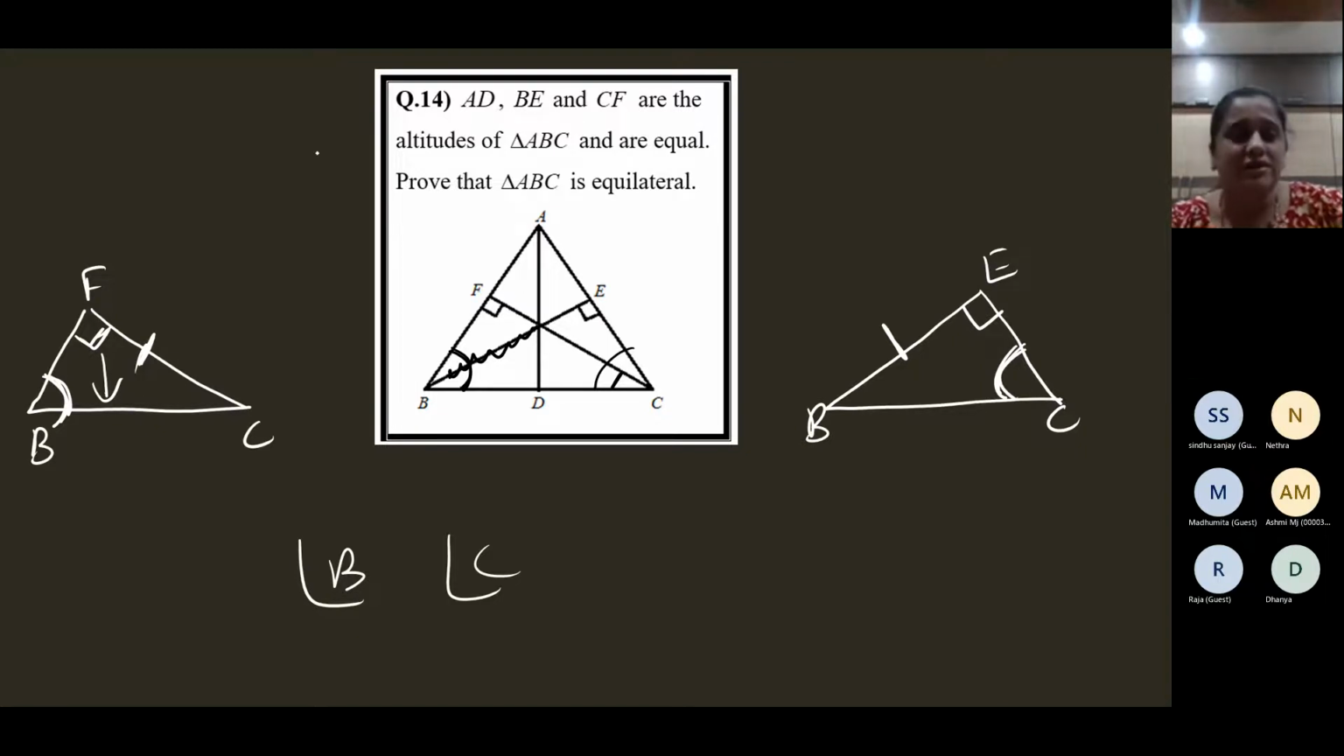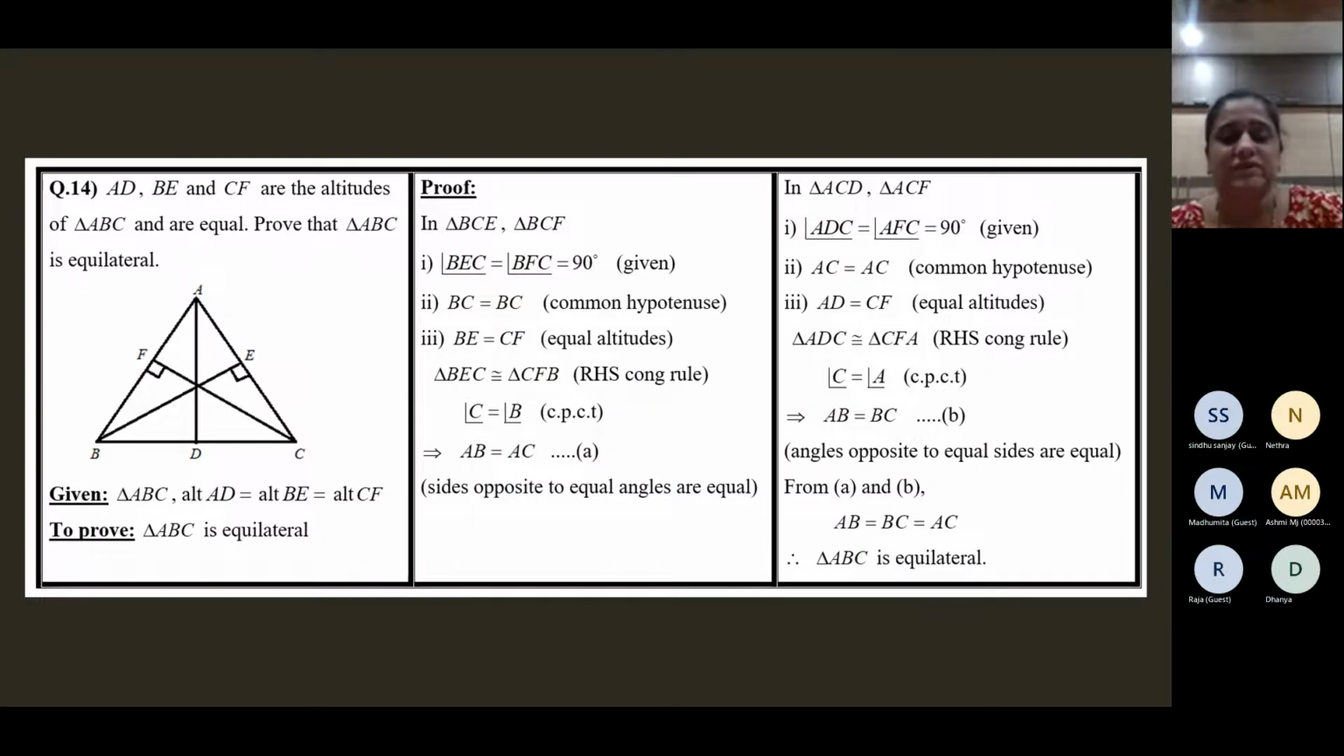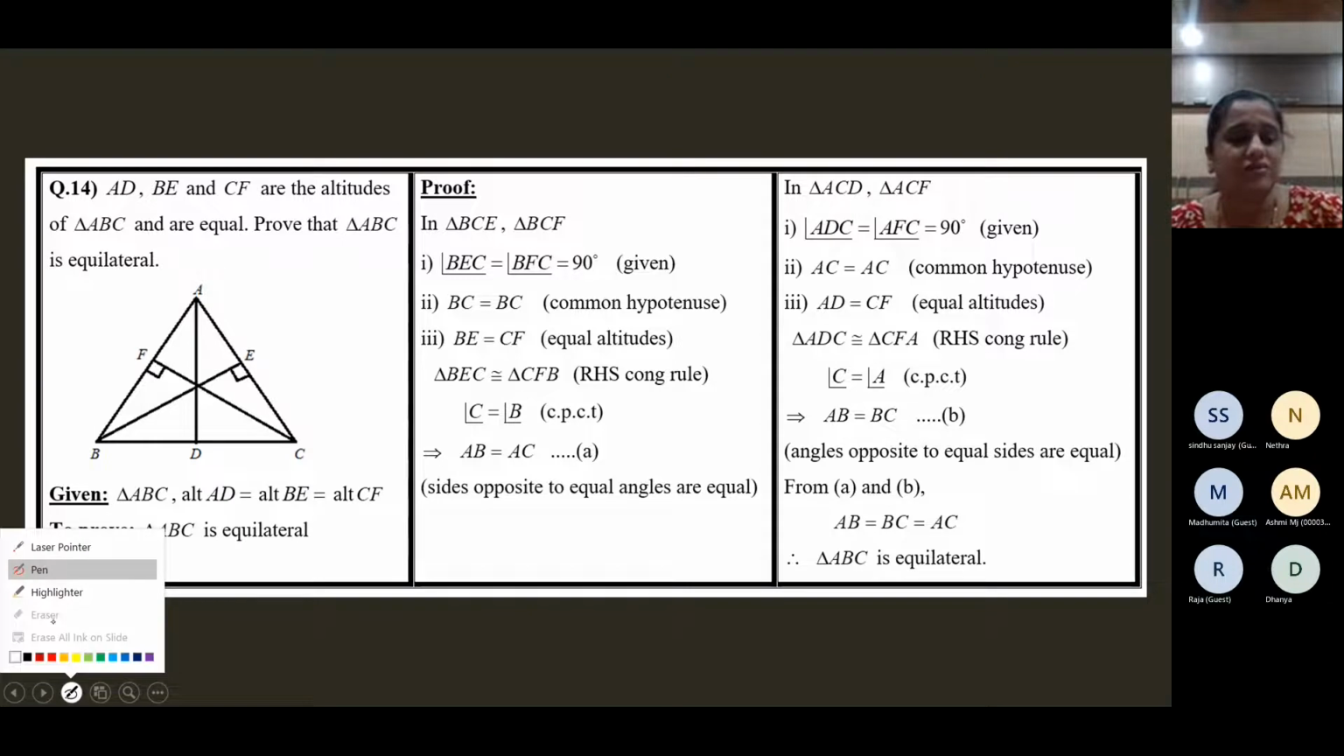Now leave this figure. Take the whole triangle ABC. We have proved, in some other way, angle B is equal to angle C. Use that information in the whole triangle ABC, not in these triangles. We got the result angle B is equal to angle C from these two small triangles. Use the theorem, sides opposite to equal angles are also equal. So now AC is equal to AB. That's what we get.